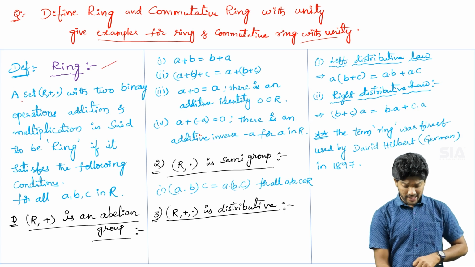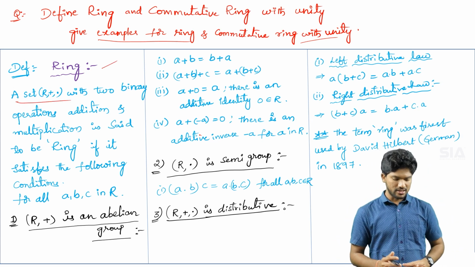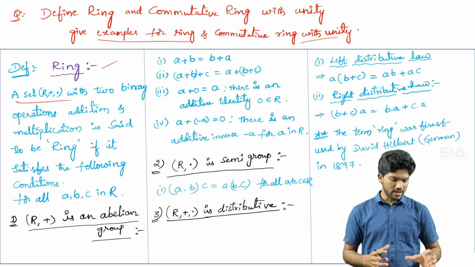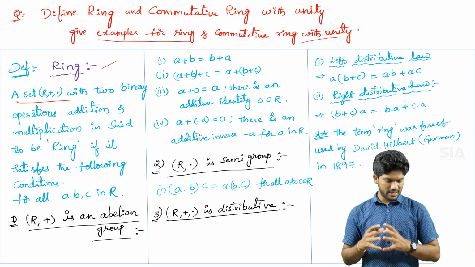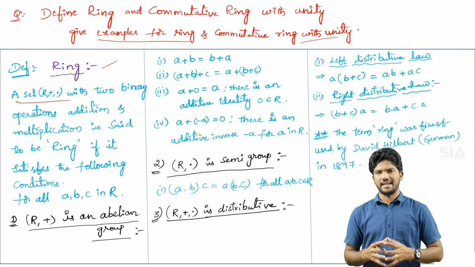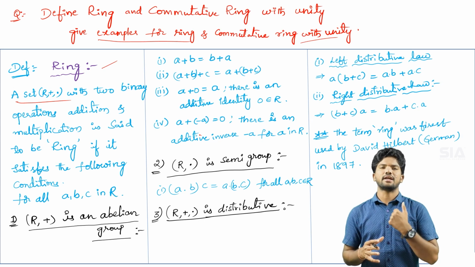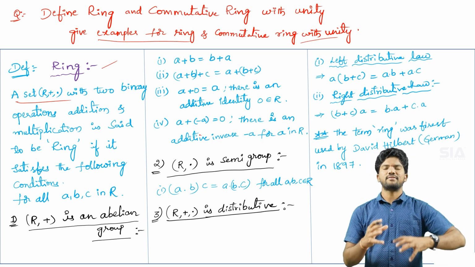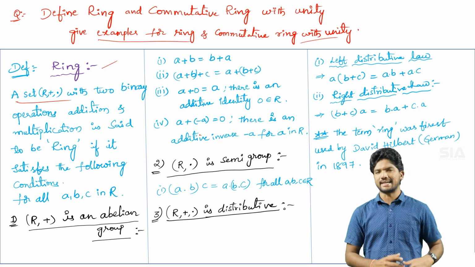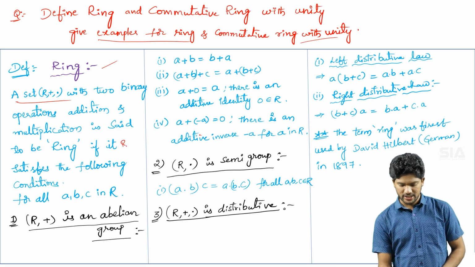Ring: a set R with addition. A set capital R is said to be a ring, with two binary operations under addition and under multiplication, whenever it satisfies the following conditions. The mathematical representation you can write is R, comma, plus, comma, dot.